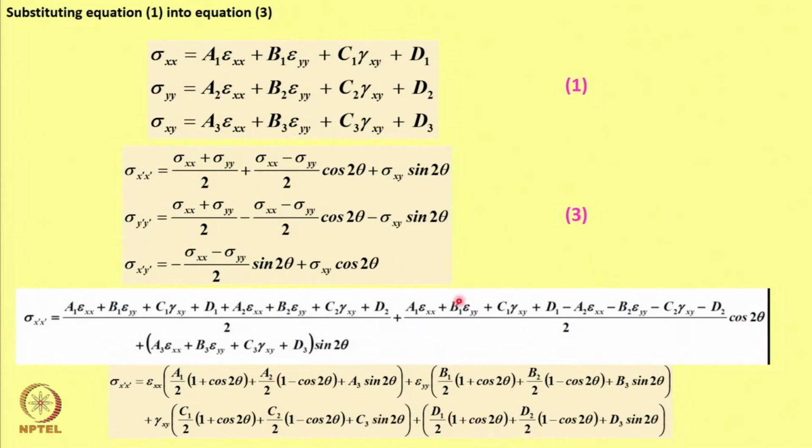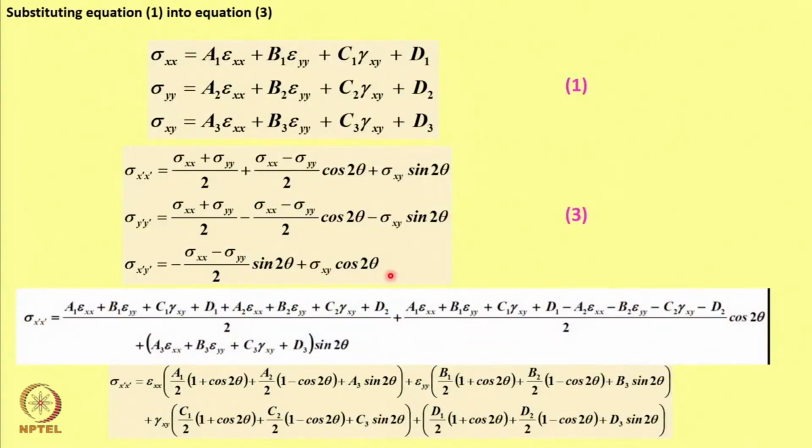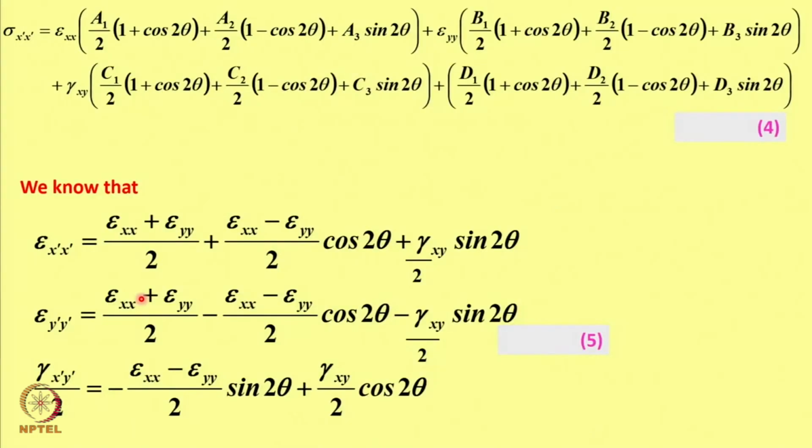So d1 by 2 into 1 plus cos 2 theta, d2 by 2 into 1 minus cos 2 theta, because here I have minus d2, and d3 sin 2 theta. So this is what I call equation 4. Just to recollect, we substituted sigma xx, sigma yy, sigma xy in these equations and got these grouped terms.